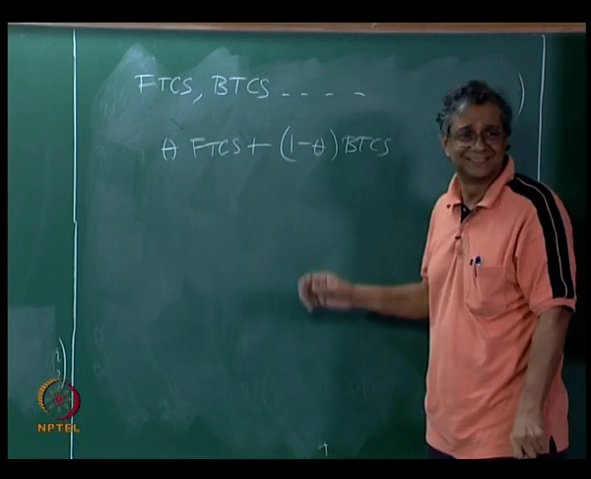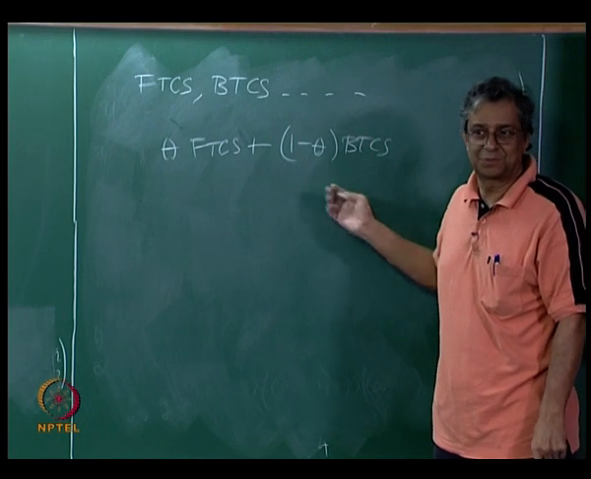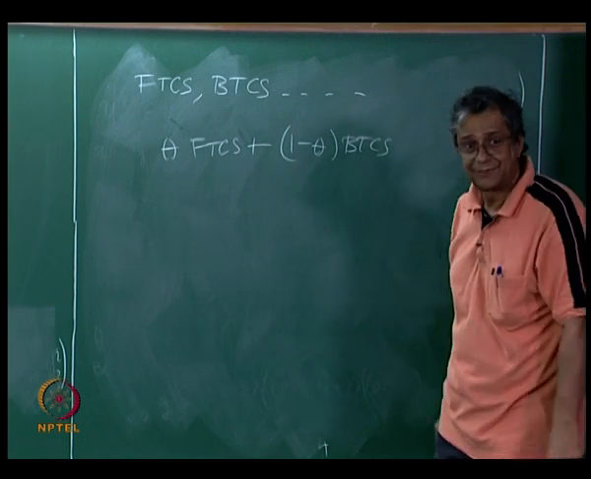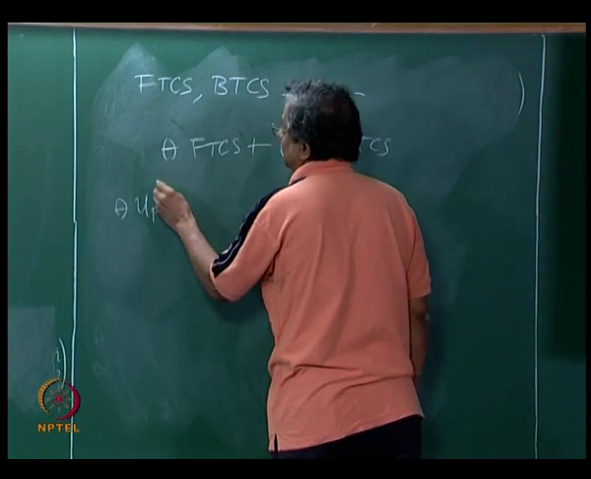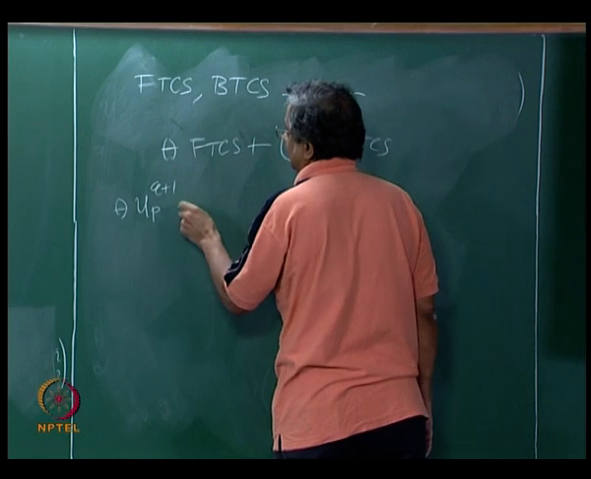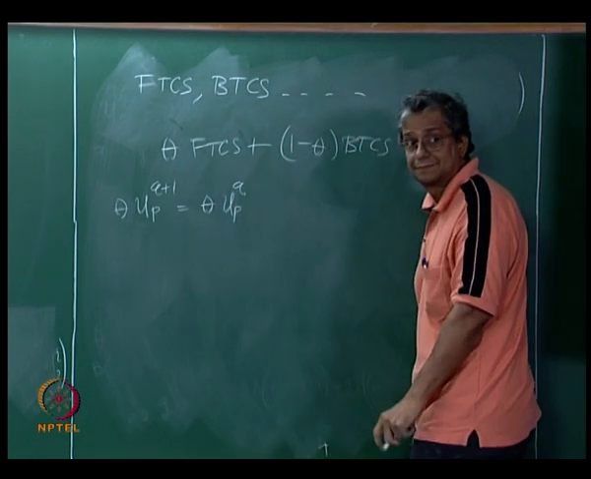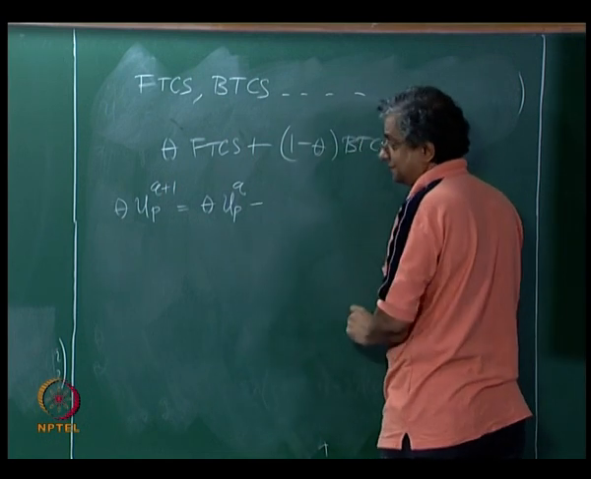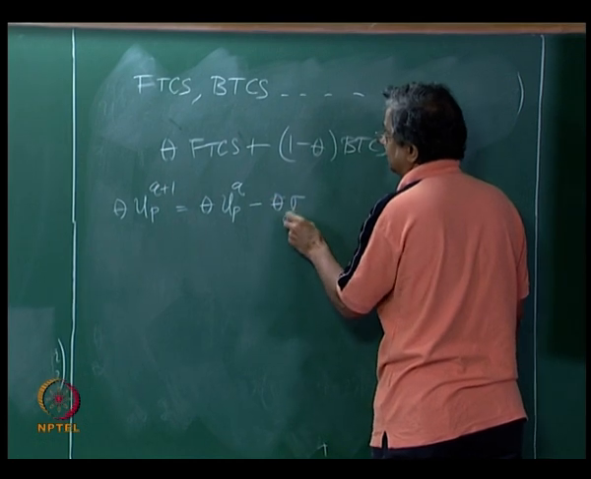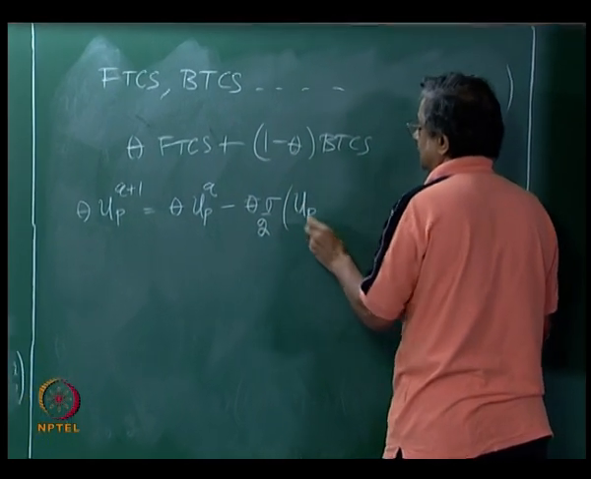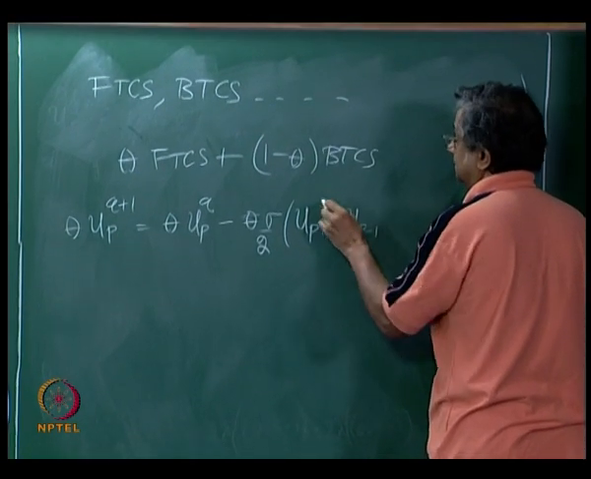Theta equals half would be an average. How do we do this? Theta times U_p^(q+1) equals theta times U_p^q minus theta sigma by 2 times U_(p+1) minus U_(p-1).